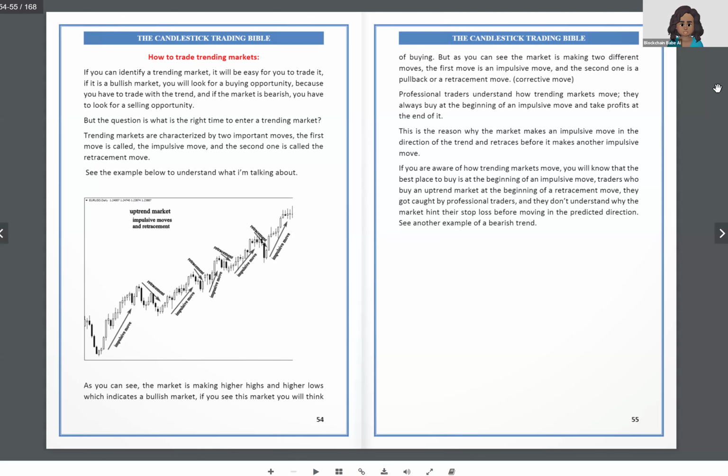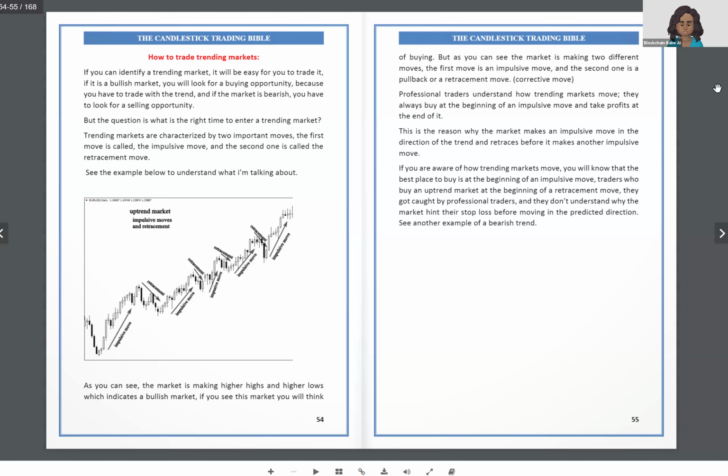But the question is, what is the right time to enter a trending market? Trending markets are categorized by two important moves. The first move is called the impulsive move, and the second one is called the retracement move. All right, so let's take a look at the example below. As you can see, the market is making higher highs and higher lows, which indicates a bullish market. If you see this market, you would think of buying.